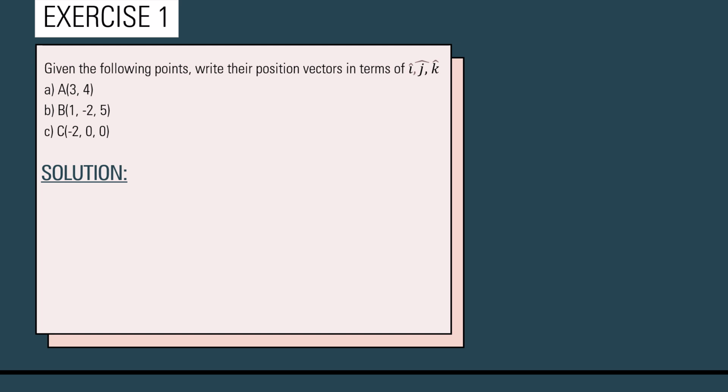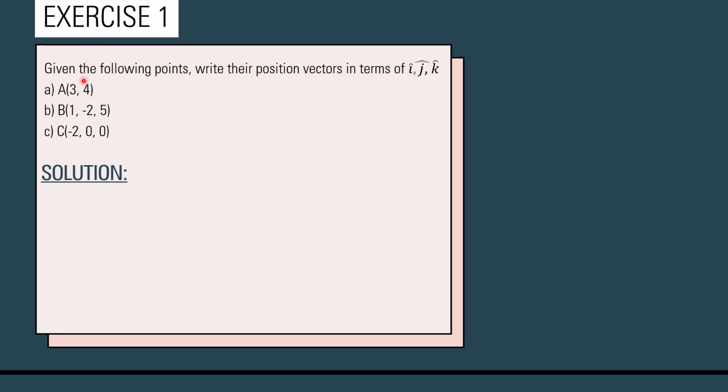So when the question asks to write the position vectors in terms of i, j, k, it means that i is representing the x-axis. These are the unit vectors. So i represents the x-axis, j the y-axis, and k represents the z-axis. It comes in when we talk about 3D. Okay, i and j are for 2D and k is for 3D. This was just a slight recap of the previous videos.